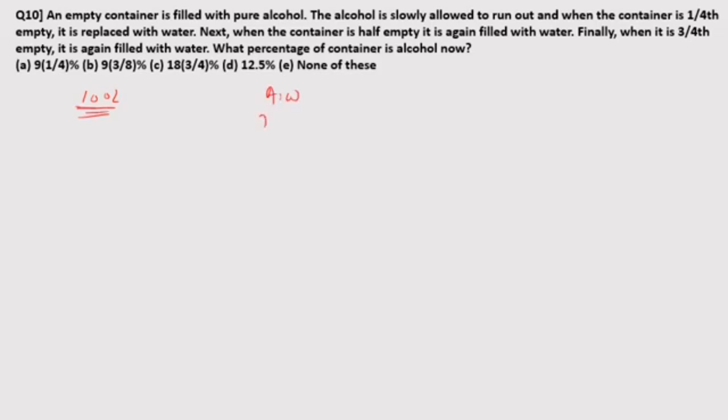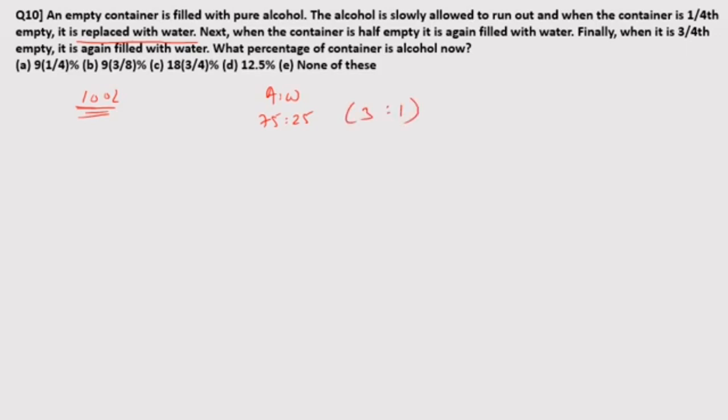Let me write the ratio. So 75 is to 25 after being replaced with water. This is the ratio, because initially 100 liters was alcohol. I'll take out 25%, 1/4. 75 liters alcohol remain. Then I'll add 25%, or 25 liters water. So the ratio is 75 is to 25. The ratio is basically 3:1.